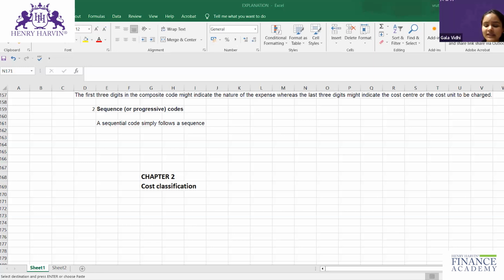Then let's come to your non-production cost. Non-production costs are not directly associated with the production or manufacturing of your goods. These are costs incurred outside the factory. So this is the basic idea of non-production cost: costs that are not directly associated with the manufacturing of the goods.